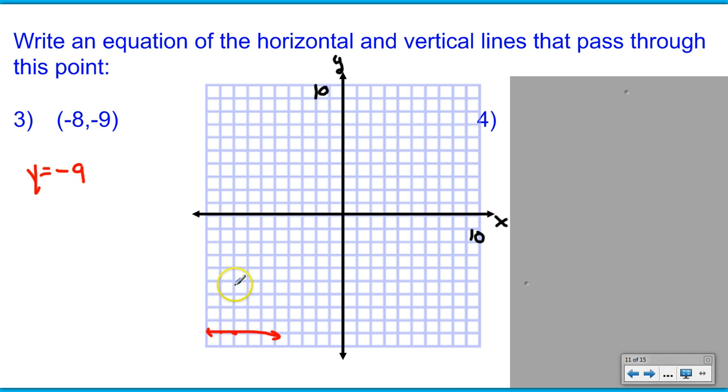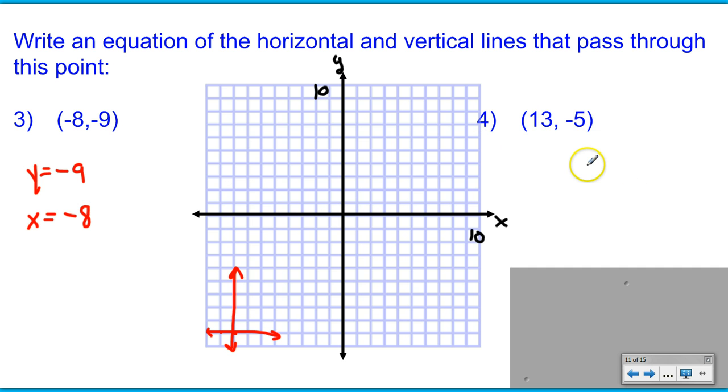Now the vertical line going through this point would be straight up and down, right? So the y values are all different here, but what values are all the same? That's right. Every x value is here at -8. So to write that equation for the line, we would write x equals -8. Very good.